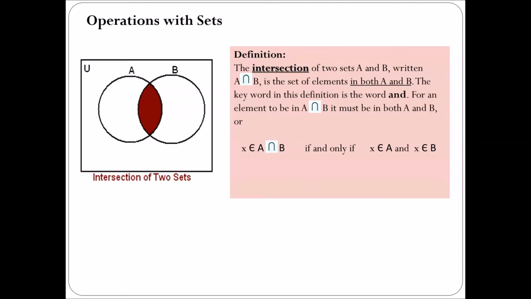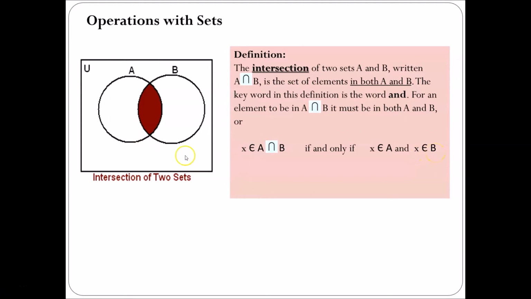Next is the intersection. The intersection of two sets A and B, written A intersection B, is the set of elements in both A and B. The keyword in this definition is the word and. For an element to be in A intersection B, it must be in both A and B. In notation, we can write that as x is an element of A intersection B if and only if x is an element of A and at the same time x is an element of B.